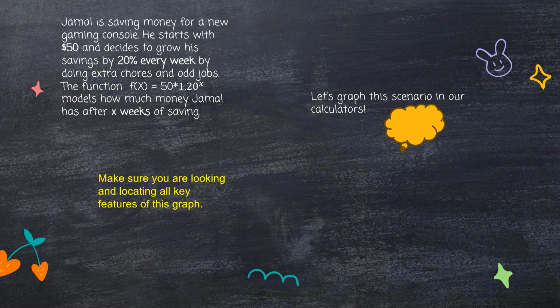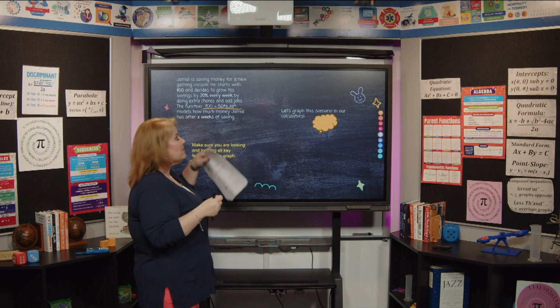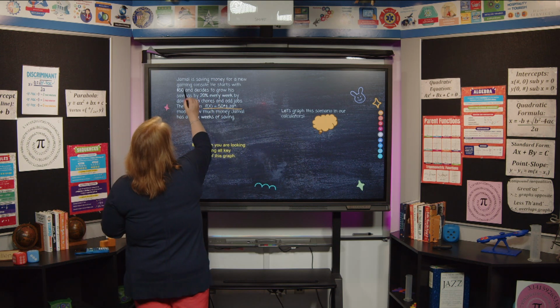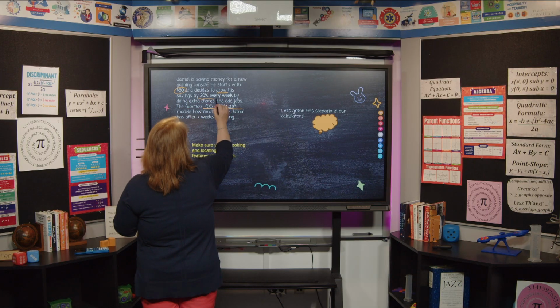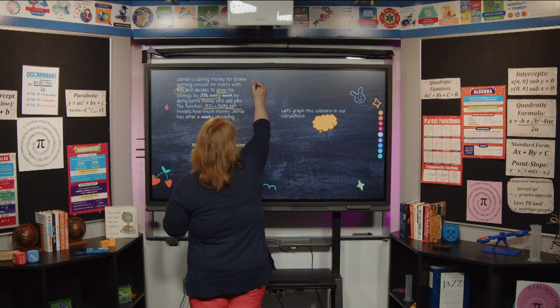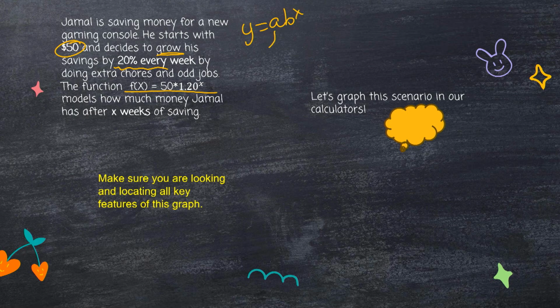Make sure you are looking and locating all your key features of this graph. Let's graph the scenario in our calculators. So before we go to the calculator, let's dissect this, okay? Let's go ahead and annotate the passage and dissect what this function is they gave us. So he's starting with 50. That's his initial amount, and he's growing by 20%. So I have my y-intercept of 50, and I also have my common ratio of 1.20.